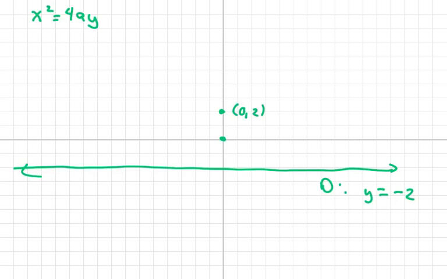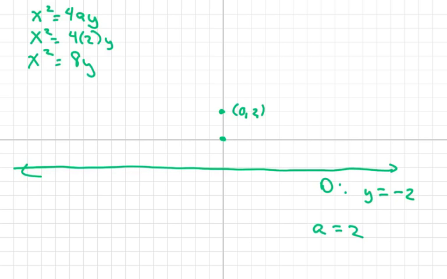And therefore my a, since I went up 2, is 2. So I'm going to write x squared equals 4 times 2y, because your a is 2. Let's write a equals 2. So we get x squared equals 8y.